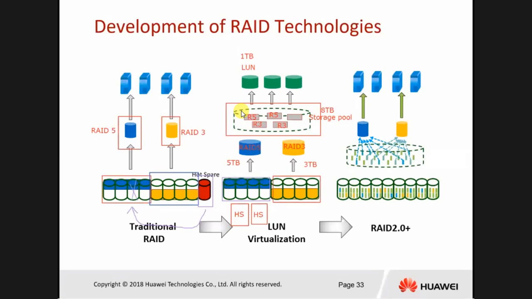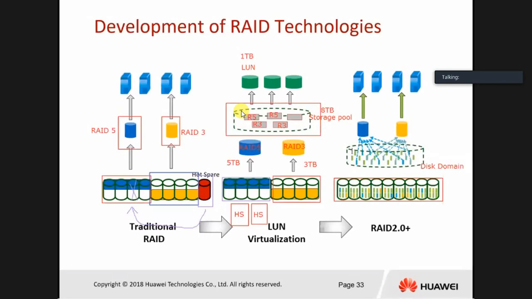All these disks will be virtualized into something we call a chunk. You cut them into smaller pieces, which we call chunks, from your hard disk itself. Then these chunks you put into what we call a disk domain. So you cut all your hard disks into smaller pieces and put them into a disk domain.